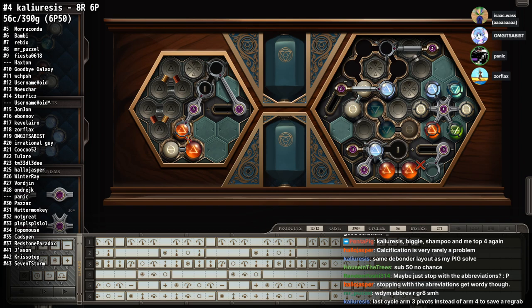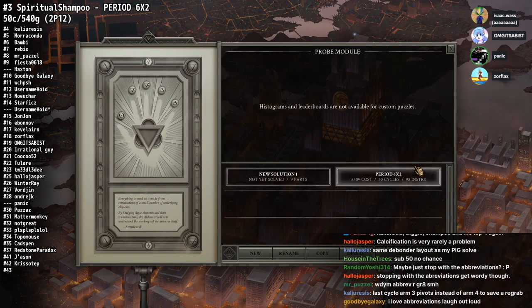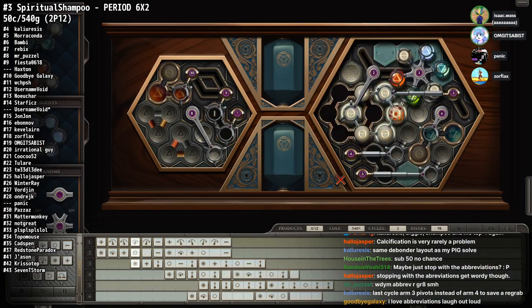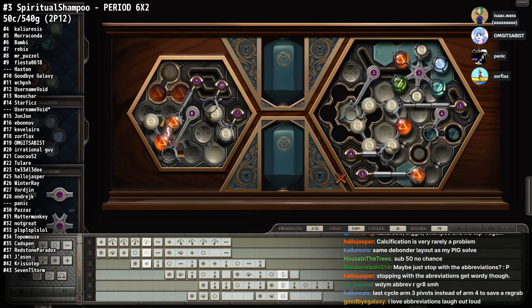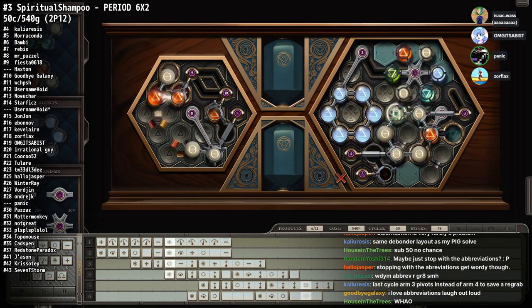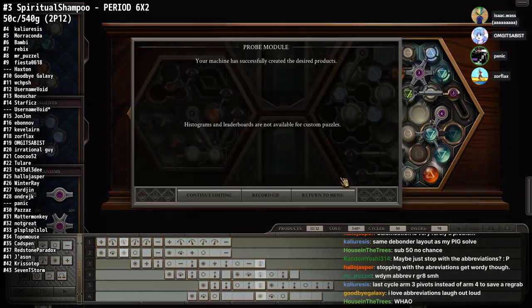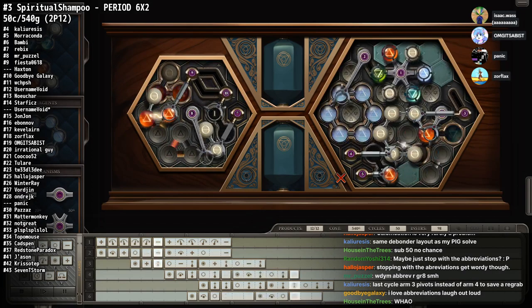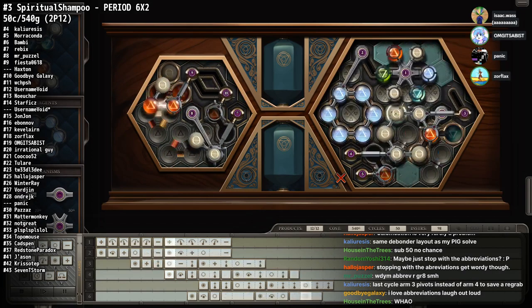Alright, so we've been at 56 cycles for a bit. Now we're going to drop 6 cycles. There's the 50. Yeah. What? Yeah. So this is 2P12 for a rate of 6. Nice. Actually, that solves the R conundrum anyway.